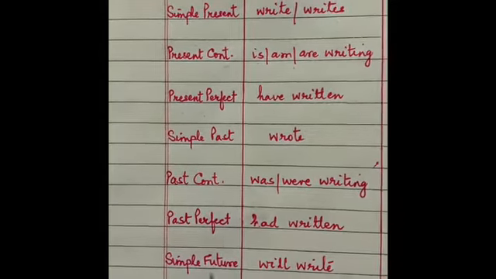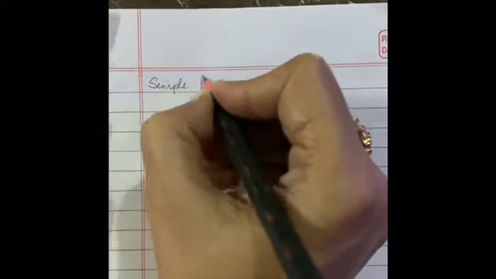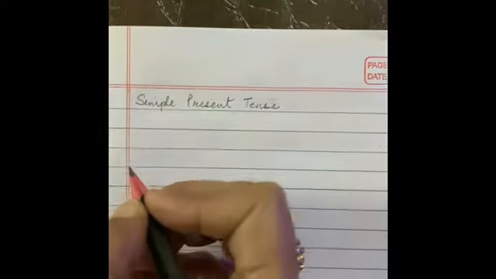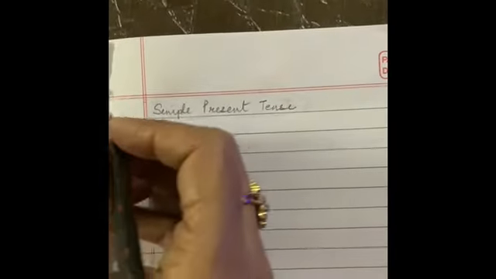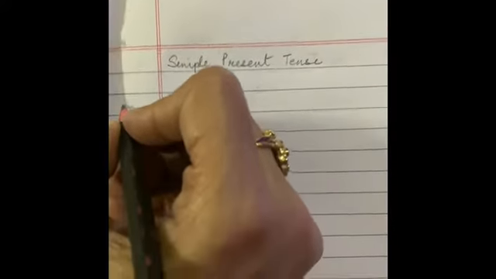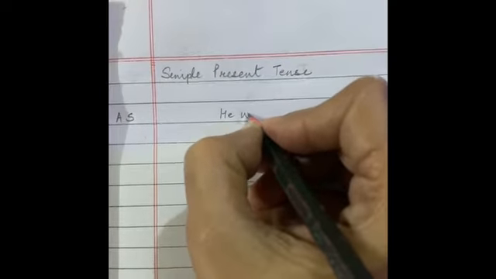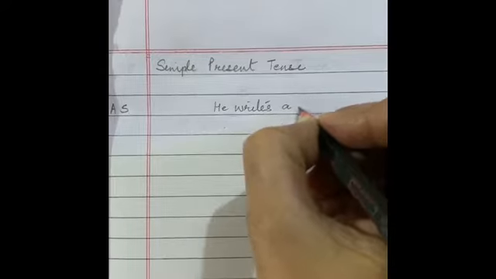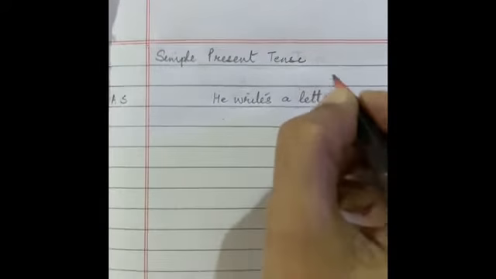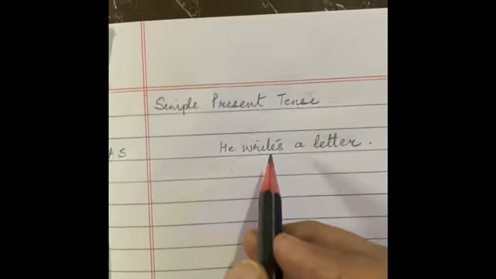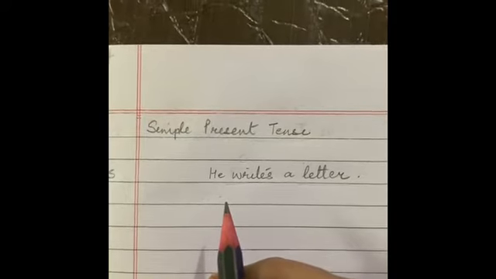So, let's begin with simple present tense. The active sentence I am writing here is: he writes a letter. Now for converting it into passive, we will use the 5 steps that were discussed in the last video.